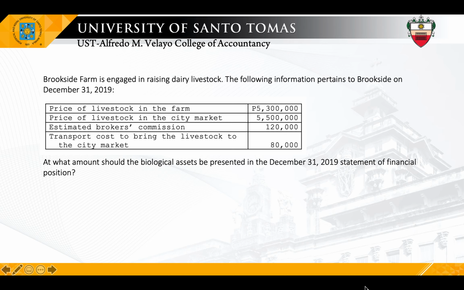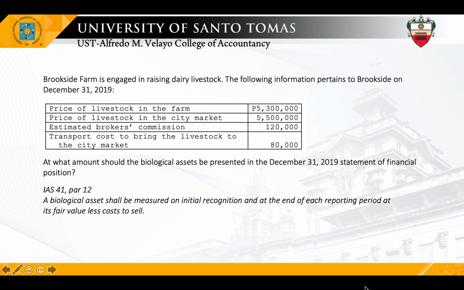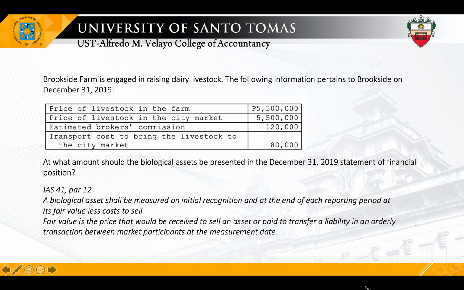Okay, so measurement. According to IAS 41, paragraph 12, biological assets are measured at initial recognition and at the end of its reporting period at fair value less cost to sell. Fair value is the price that would be received to sell an asset or paid to transfer a liability in an orderly transaction between market participants at the measurement date. Now, the question is, where can we find the market participants for biological assets, in the farm or in the city market? Of course, in the farm. So we will use the 5,300,000 fair value.